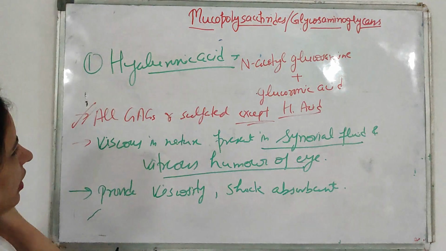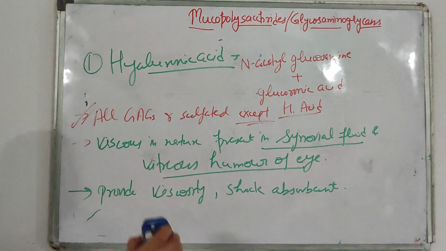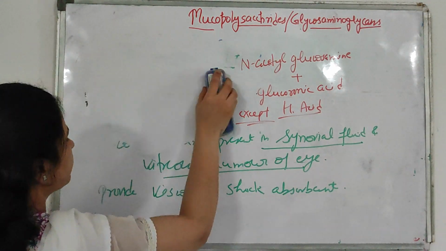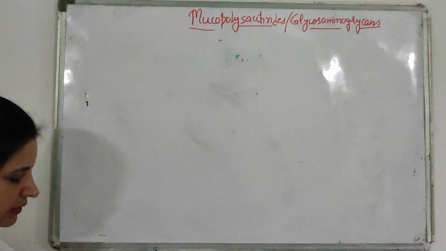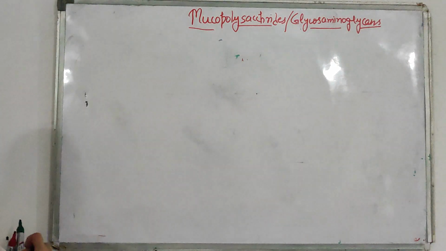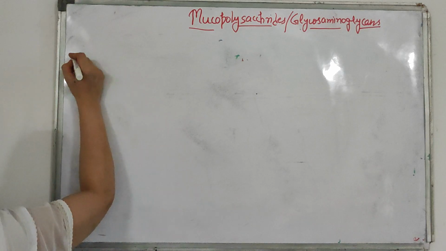Alright. Now comes our second GAG. The second is chondroitin sulfate.